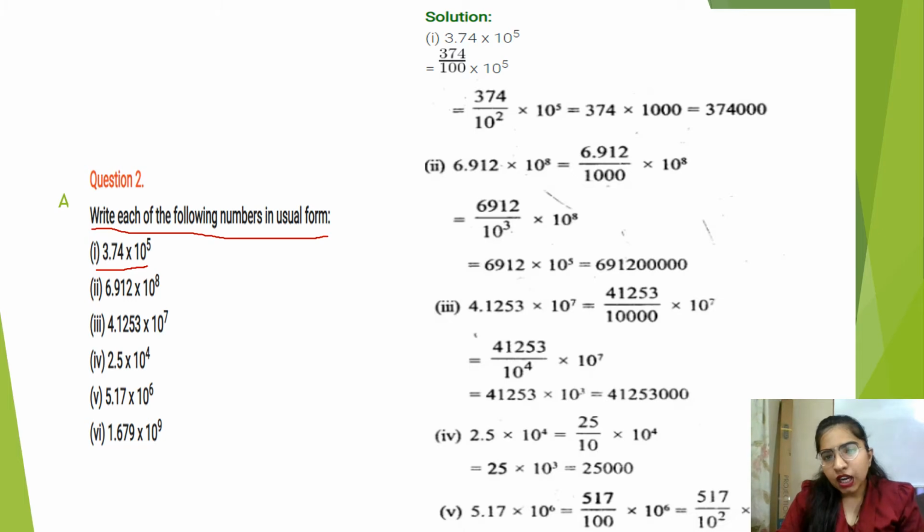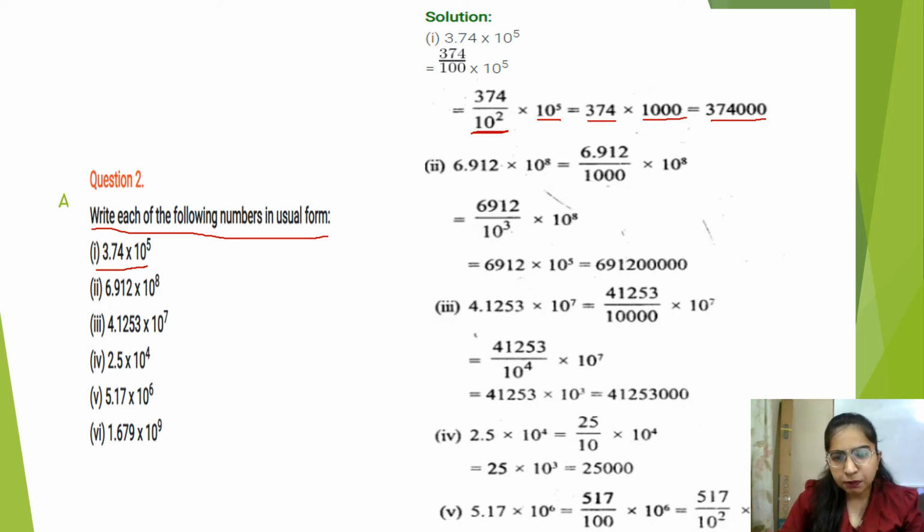Now listen, 100 can be written as 10 raised to power 2. Yes or no? It can be written. 10 raised to power 5 is over here. When bases are the same, and in division, 10 raised to power 5 is divided by 10 raised to power 2, power should be subtracted. It will become 5 minus 2, which is 10 raised to power 3. So 374 into 10 raised to power 3 means 1000, and 374000 will be the answer.